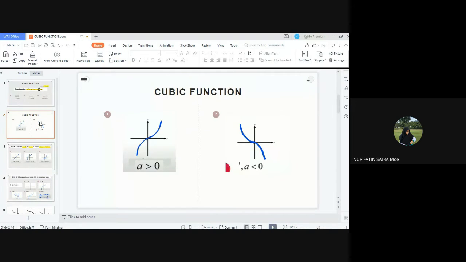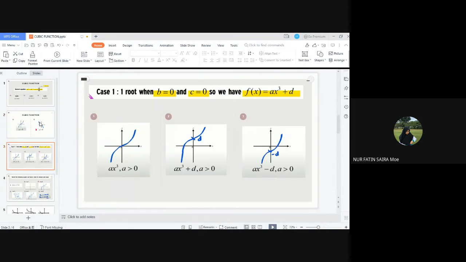Okay, back. So this is case 1. It has 1 root when b is equal to 0 and c is equal to 0. So we have f(x) equal to ax cubed plus d. This is the first graph where d is 0, this is where d is positive, and this one is where d is negative.